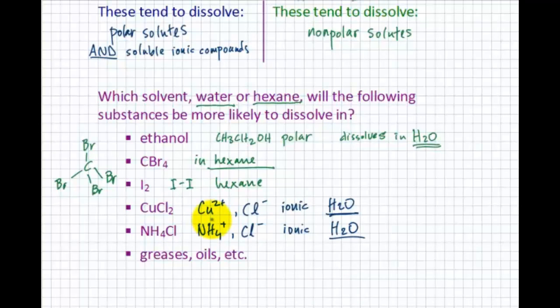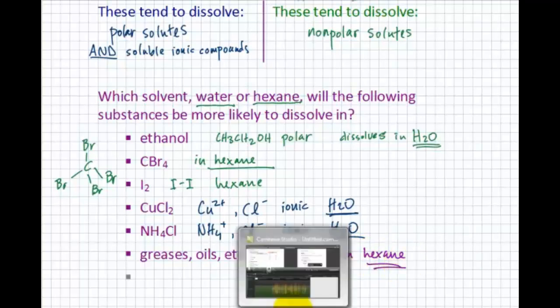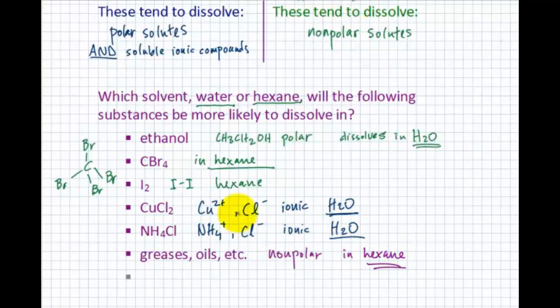I told you up above that greases and oils and things like that dissolve. The greases and oils are all non-polar, right? So that's why they dissolve in hexane. That's why dry cleaning uses a non-polar solvent, pretty much.